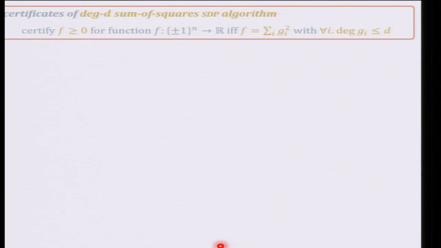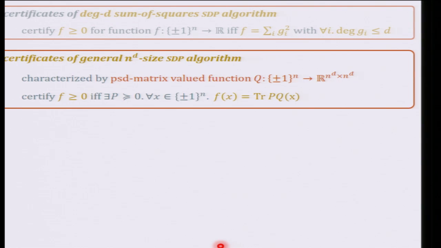So now we saw that we can think about this degree D sum of squares algorithm in terms of the kind of certificates that it uses. Now what we would like to do is understand, for a general SDP algorithm, how we can characterize the certificates that it uses. It turns out that if you have a general SDP algorithm, you can generate all the certificates that it can use by a single PSD matrix valued function Q. So you have a function Q that maps every point on the hypercube to some PSD matrix. And this single function characterizes all the certificates that the algorithm can use.